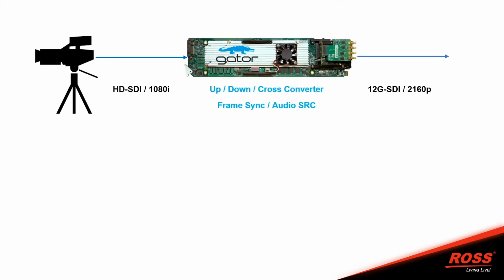We do this with Gator Toolbox up-down cross-conversion, which is a high-quality, motion-adaptive process featuring advanced deinterlacing and diagonal filtering for excellent results. It also features an automatic frame sync to align the output to Genlock. Audio is resampled to ensure no artifacts if we need to drop or add a frame.